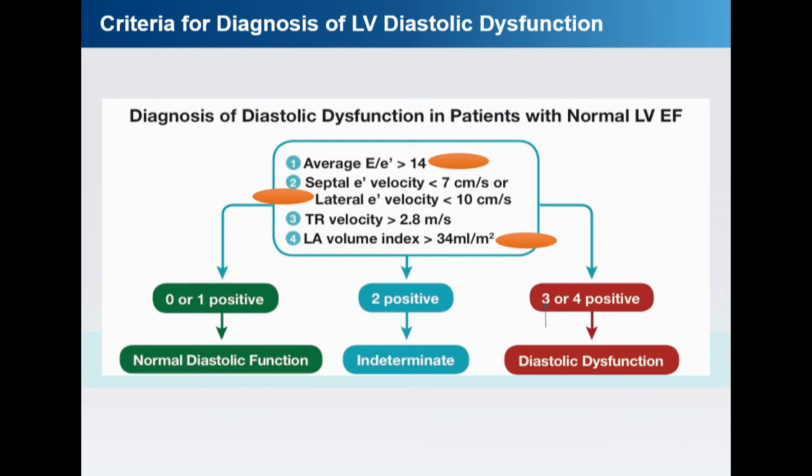There was no GLS provided to us or S prime, but we can say that E to E prime ratio was increased, the E prime velocity was reduced, TR was incomplete, but LA was big. So 3 out of 4 signals were available, and all of them are concordant. So we will call diastolic dysfunction.